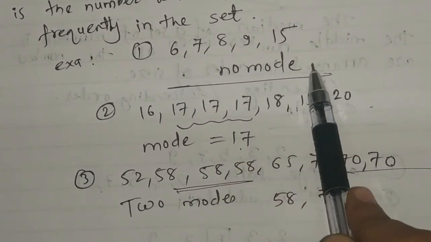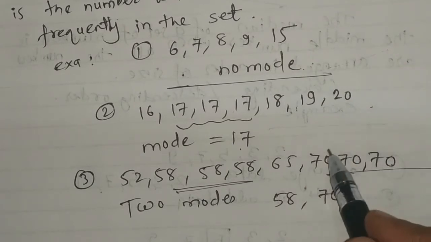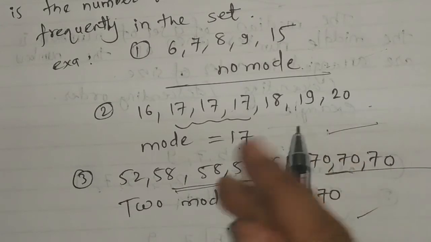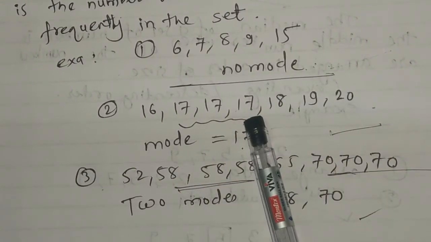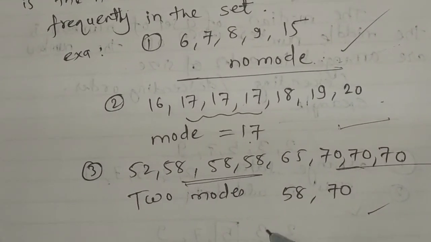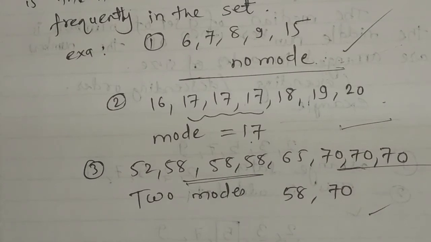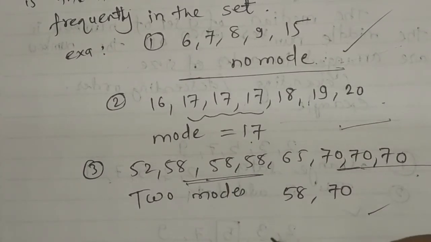So sometimes for a given set there is no mode, with no repetition of any data. Sometimes there is one mode, and sometimes there can be 2 modes. The mode of a set of numbers is the number which occurs most frequently in the set. If no number occurs more than once, you simply say there is no mode. And sometimes different numbers occur the same number of times, like here 58 3 times and 70 3 times. In that case the set of data has more than one mode.